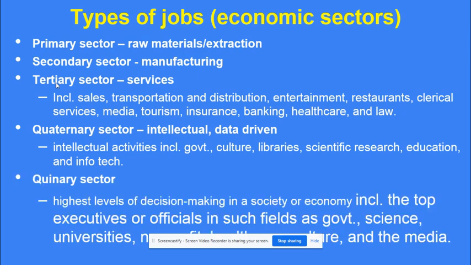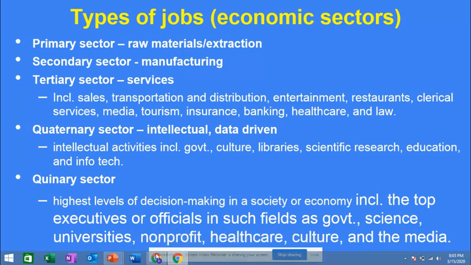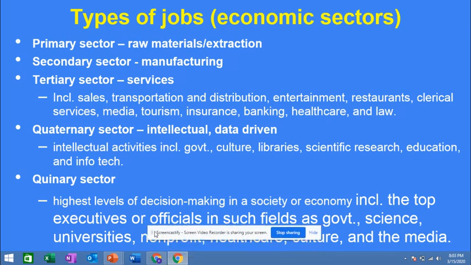And then the quinary sector, the highest levels of decision making in a society or an economy, and they include the top executives or officials in such fields as government, science, universities, nonprofit, healthcare, culture, and the media. So the people that you see speaking to you all the time about the coronavirus, those people would be in the quinary sector, your governors, presidents, healthcare officials, and the like.